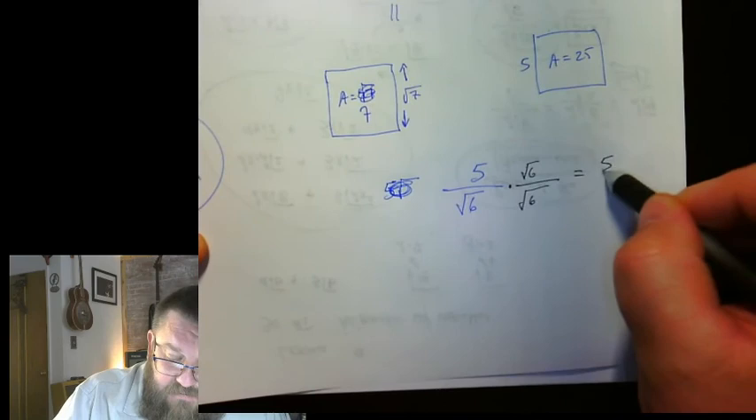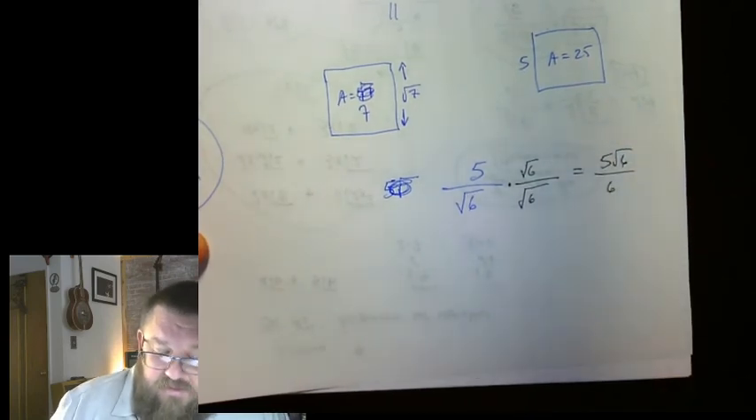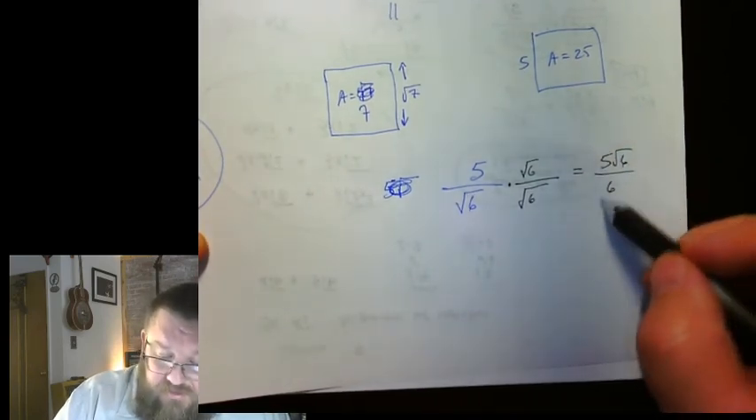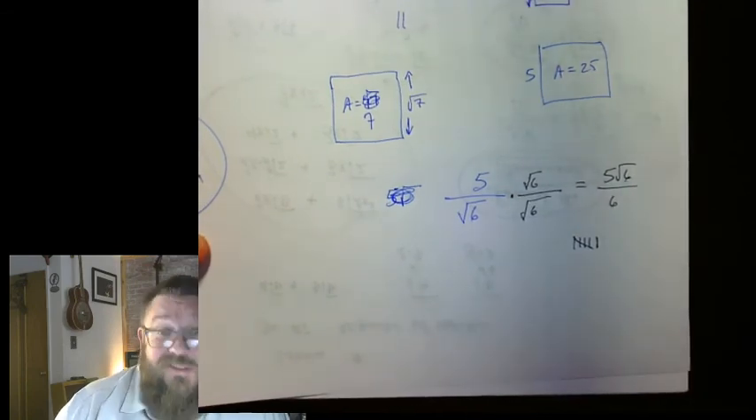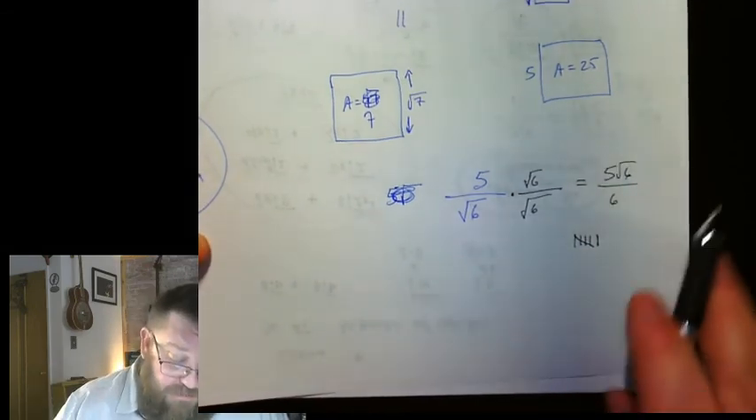So this is 5 root 6 over 6. Those cannot be reduced because this is 6, like 1, 2, 3, 4, 5, 6, and this is a number times itself that is equal to 6. They're not the same at all. They don't even have a common factor. Can't reduce it. Boom, done.